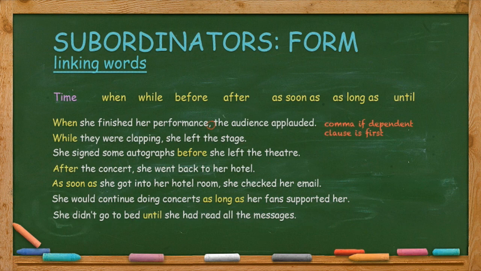She signed some autographs before she left the theatre. In this sentence, there's no comma because the dependent clause is second. After the concert, she went back to her hotel. As soon as she got into her hotel room, she checked her email. She would continue doing concerts as long as her fans supported her. She didn't go to bed until she had read all the messages.